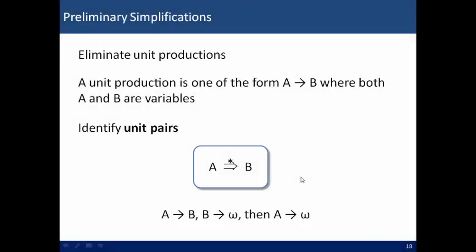Now we will see how to eliminate unit productions. A unit production is one of the form A tells to B, where both A and B are variables. If after n iterations A tells to B is there and B tells to W is there, then A tells to W is there in the grammar. So A, B and W are all in a unit pair, meaning they are unit productions.